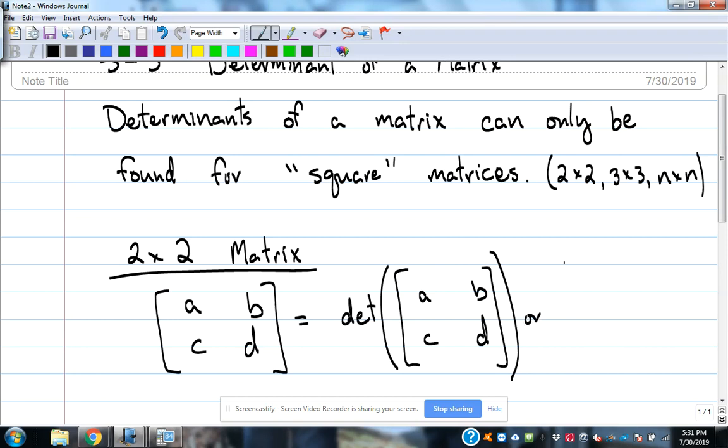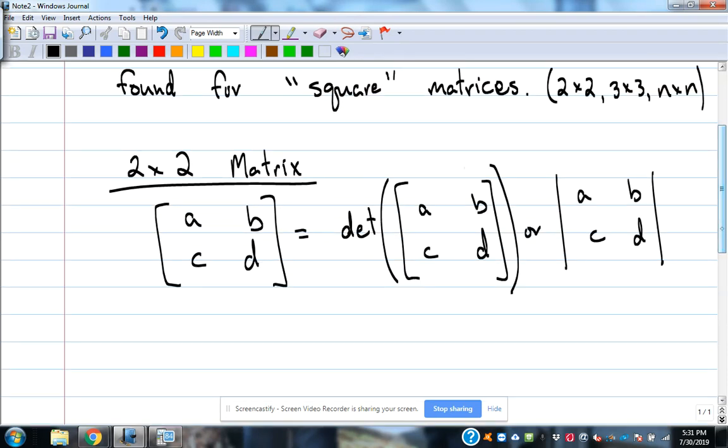Or they can sometimes write it this way. They'll just use what looks like absolute value signs. It's just straight up and down bars. It looks like absolute value, but it's around a matrix. And both of those mean find the determinant. That's the notation that's used for that. Sometimes the instruction will just say find the determinant, and it'll just have a matrix listed there. So there are a lot of different ways they can ask you to do one little thing.